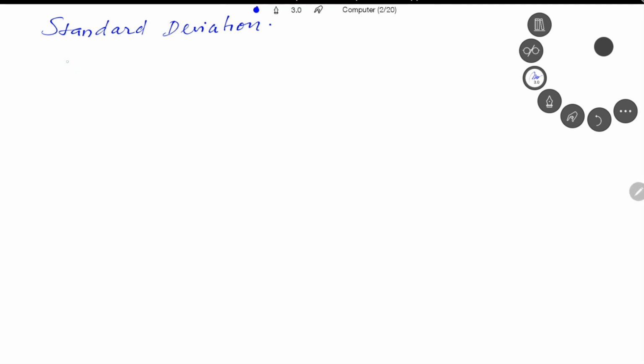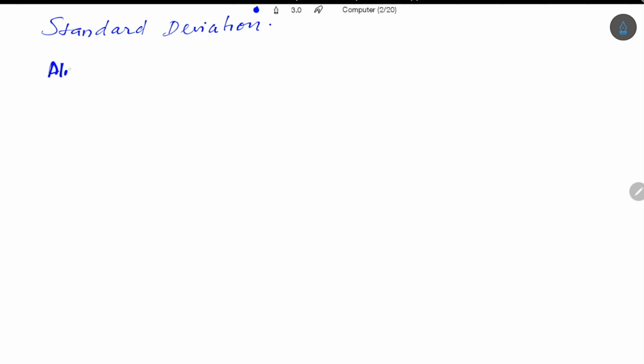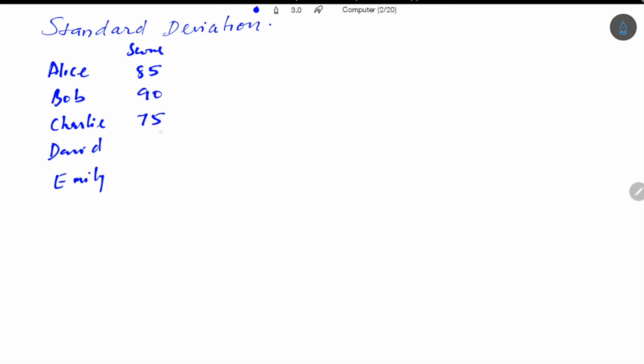So first, say I take the same example, say Alice, Bob, Charlie, David, and Emily. The exam scores, assume as an example, are 85, 90, 75, 88, 82. First, we need to find the mean. What's the mean of this one? Add these up. Mean is 84. This is the mean, average.